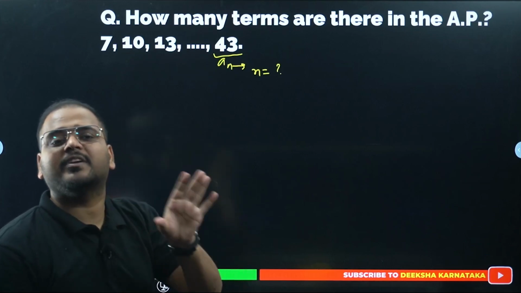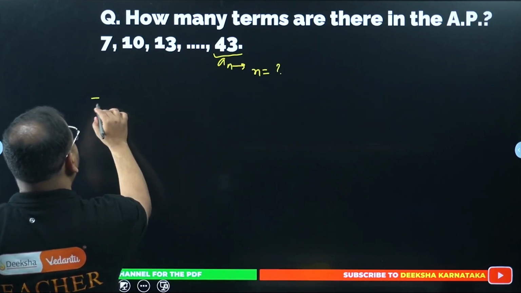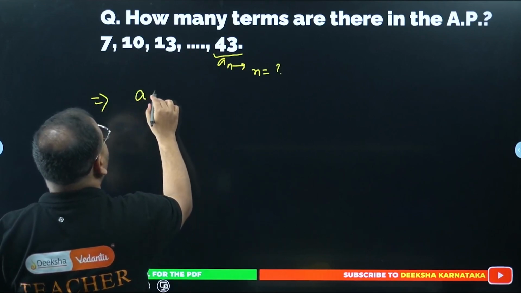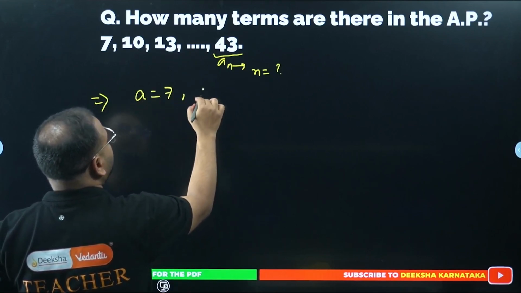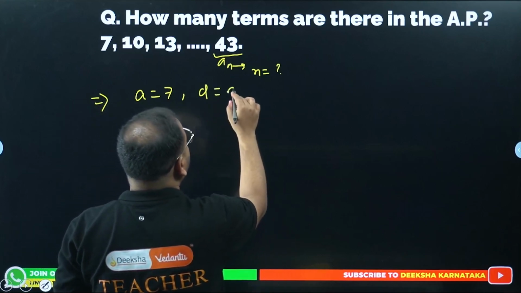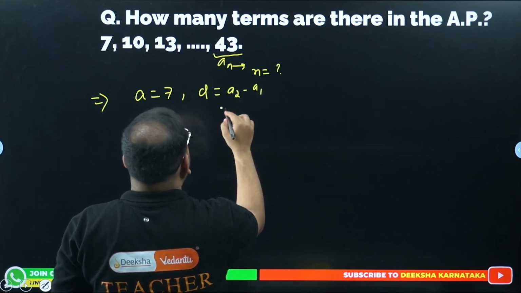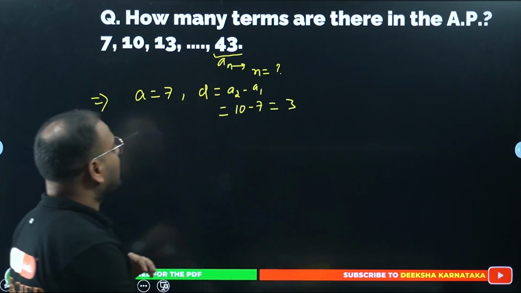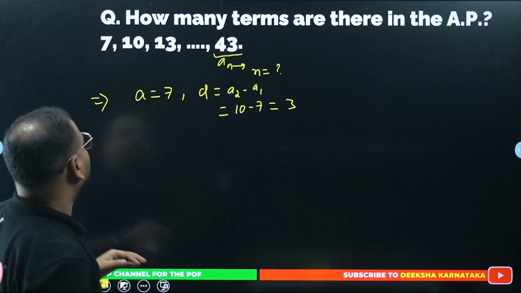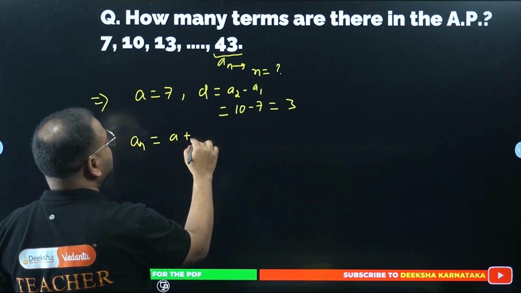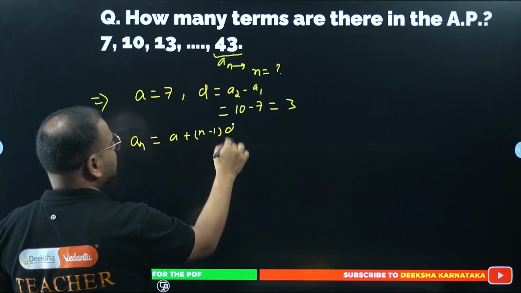We'll just do what we have learnt. First thing is to identify the first term. A is 7. What is the common difference? Say A2 minus A1. A2 minus A1 is 10 minus 7, which is nothing but 3. So now A we know, D we know. Use the formula for the general rule, or nth term: An equals A plus (n minus 1) times D.